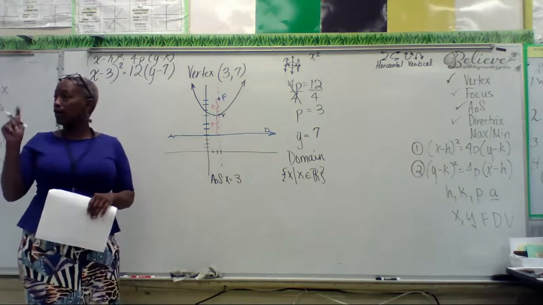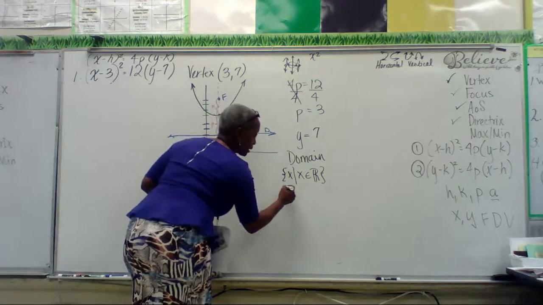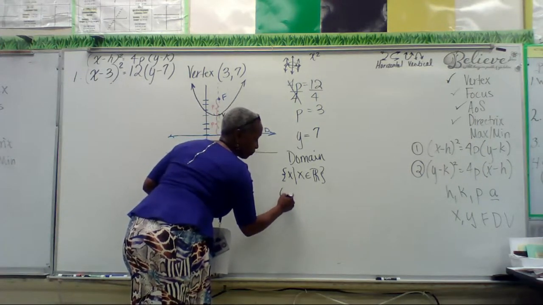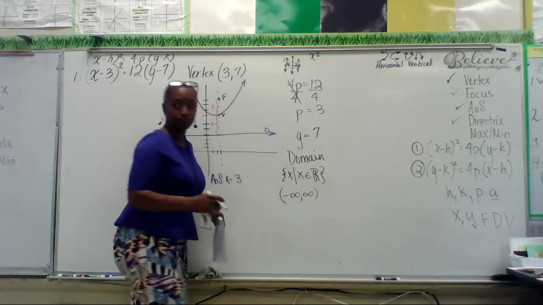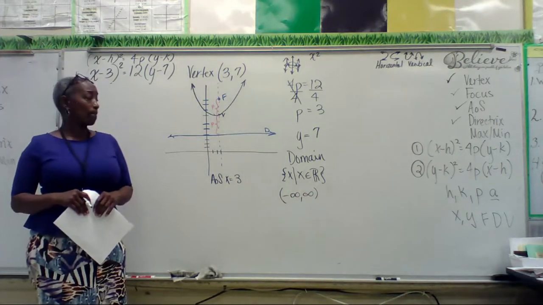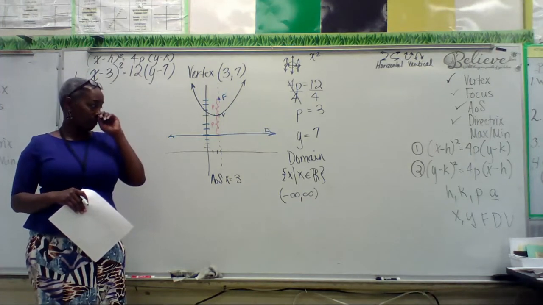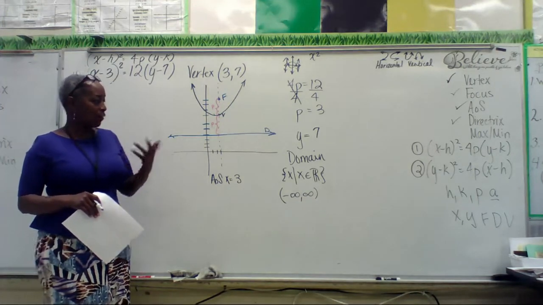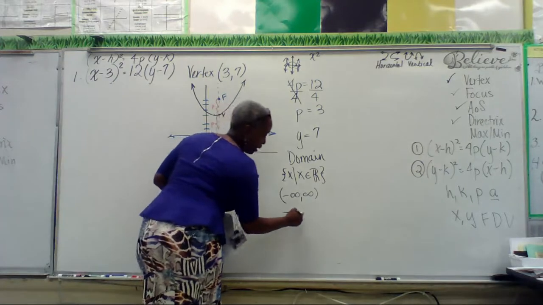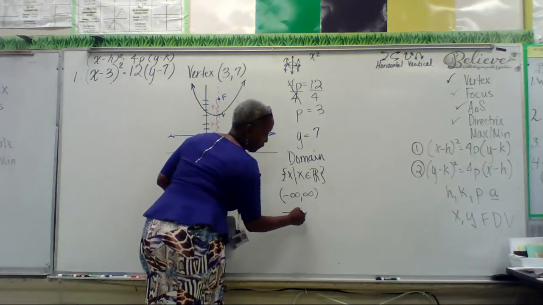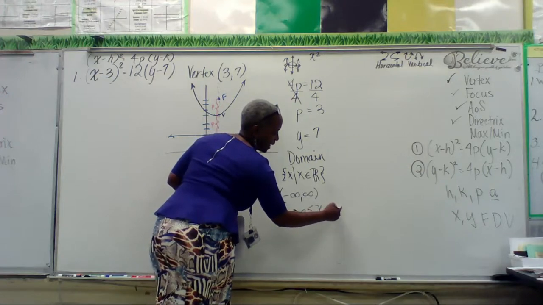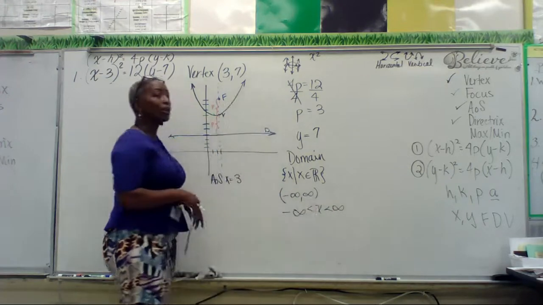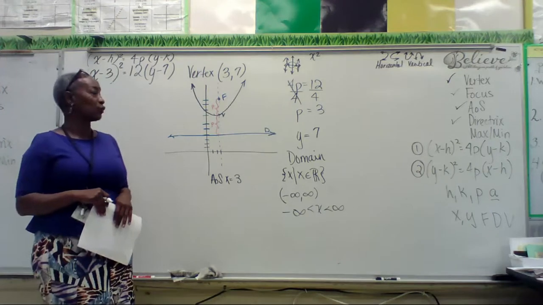Now let's write it the way Miss Ross said it. Miss Ross said soft, right? Negative infinity, comma what? That's another way we can write it. Let me give you one more notation for this one. It would be negative infinity is less than x, and x is less than positive infinity. So you can use either of those designations for your domain.